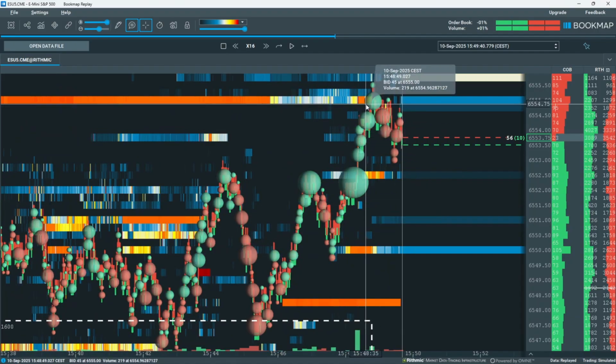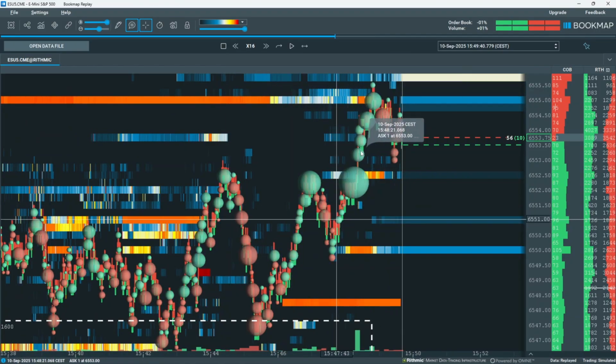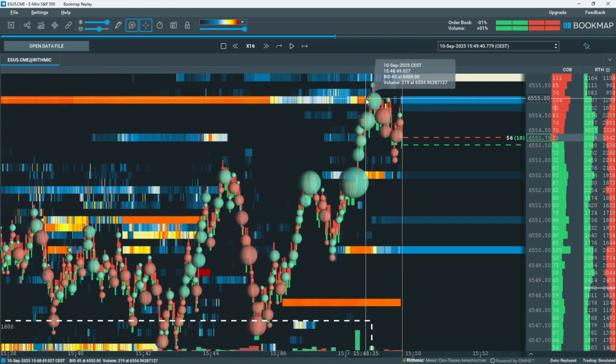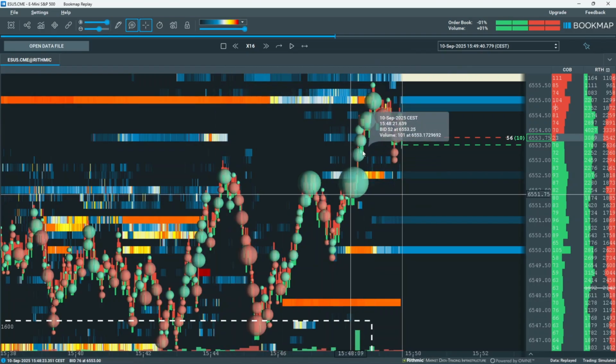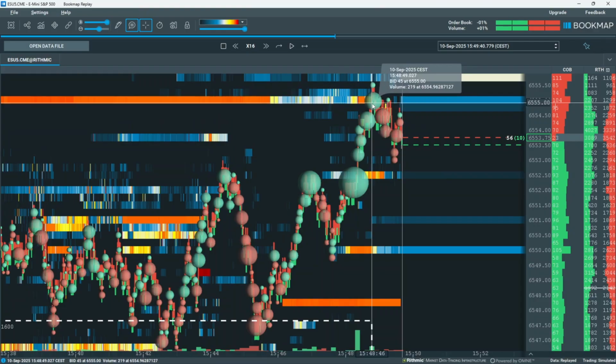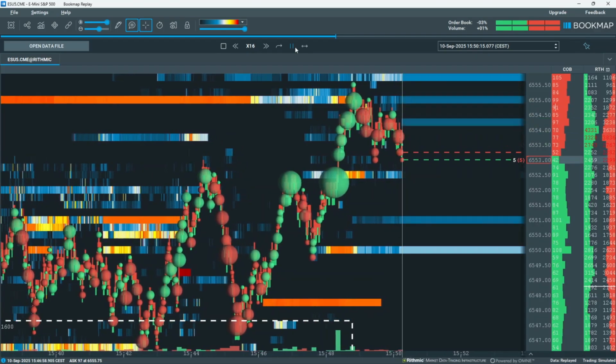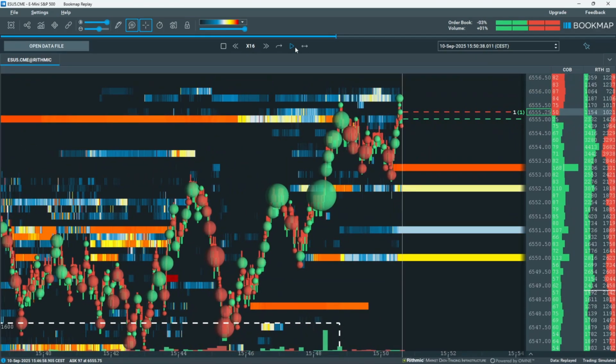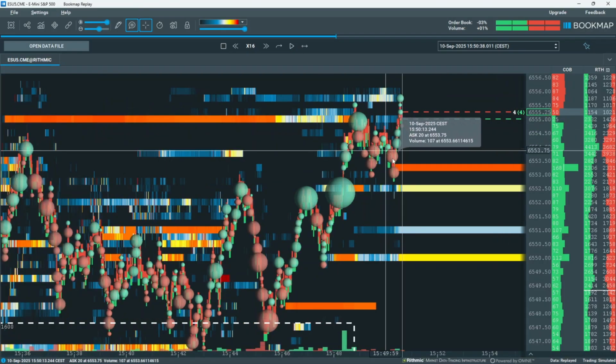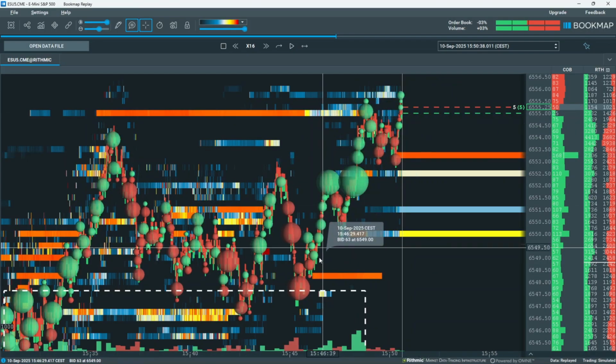So price is coming up and hits an offer. All of this buying hits an offer and gets absorbed. This is a big sell offer, and buying is hitting that offer. And that offer reappears right after filling. So it reappears, gets filled again. And you see how the buying is getting much smaller than here.